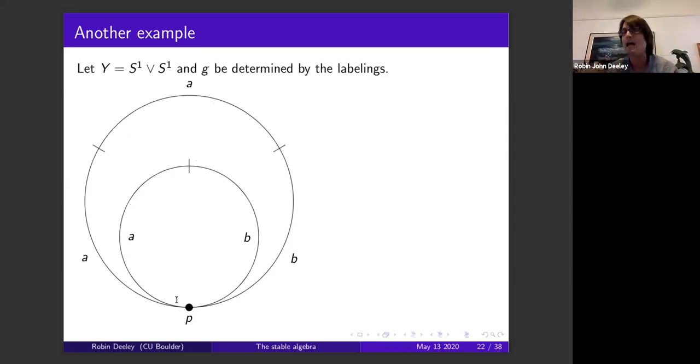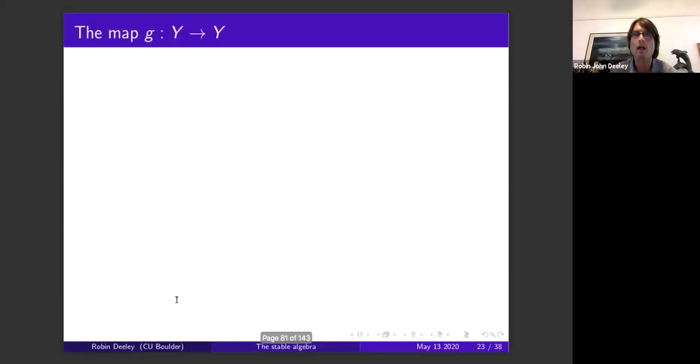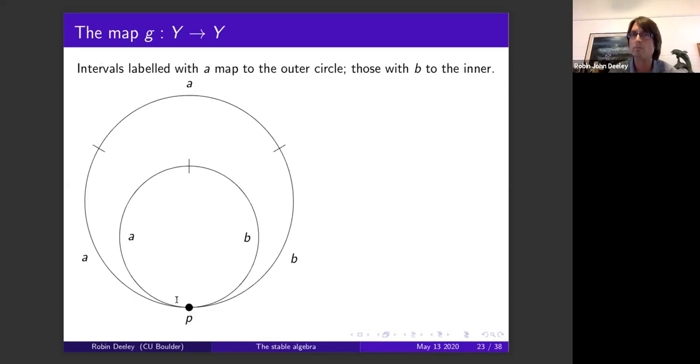And on that, it's acting a bit like that twofold covering map that we had before, right? That interval is getting wrapped all the way around that inner circle. Okay, so I have that on the next slide, just explicitly, so we can think about A's mapping to the outer circle, B to the inner.